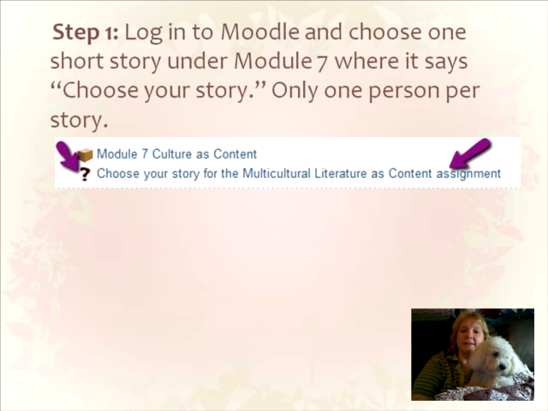Step 1, I suggest that you log into Moodle and choose one short story under Module 7 where it says choose your story. There's only one story per person. The links are live, so you can click on the link and it'll take you to the web page and you can read the story and decide which one you're going to choose. When you've decided which one you're choosing, you click on the little circle and that's where you're going to make your choice. Click Save My Choice here, and then that will be claimed by you and no one else.